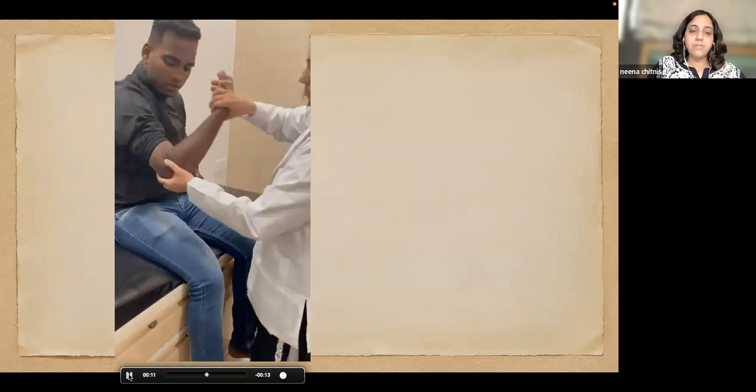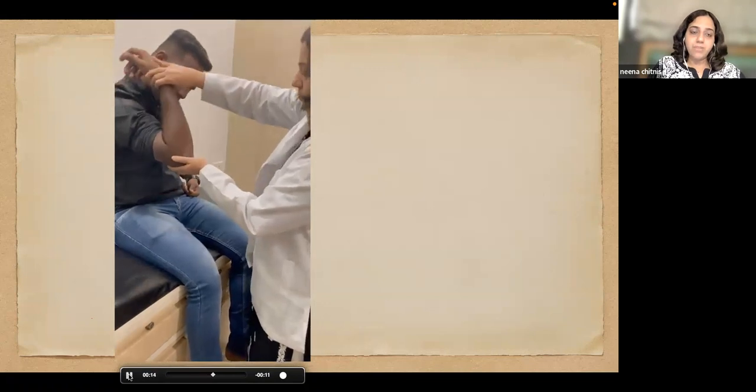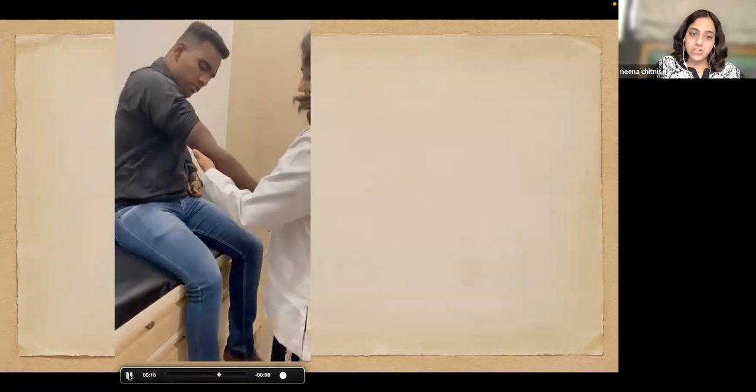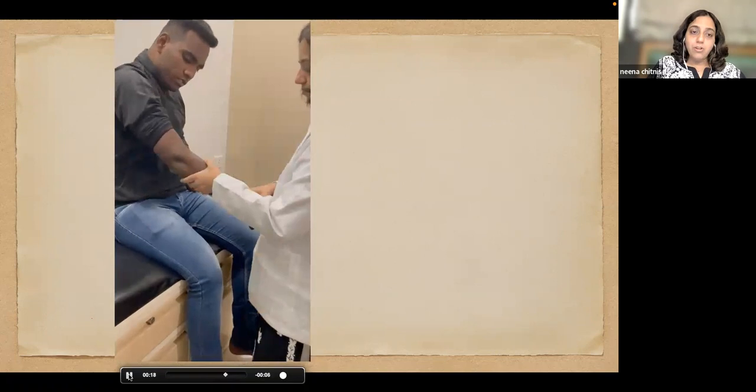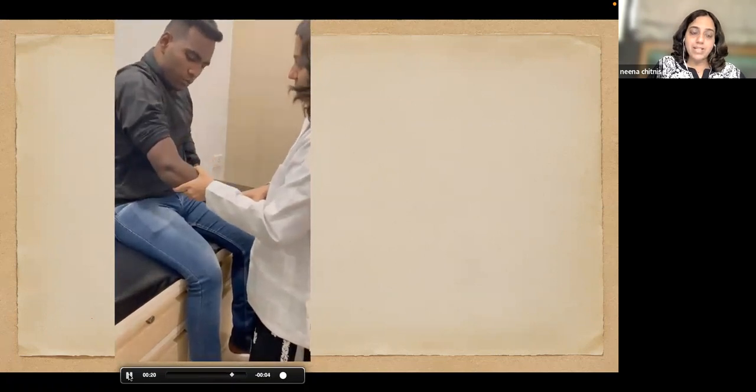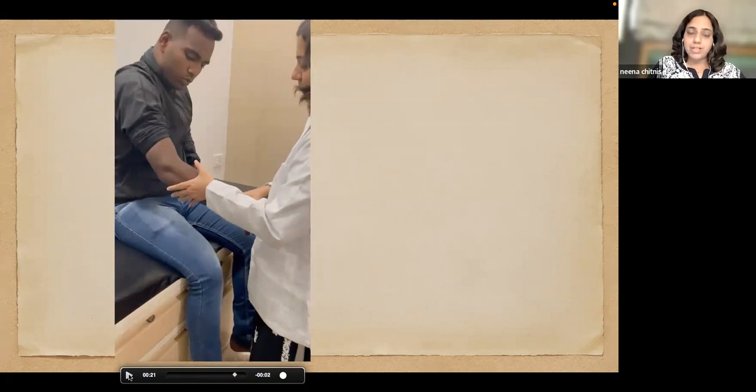See for tenderness at all these 3 points and then start seeing for the range of motion. See for the flexion at the elbow. See for the extension at the elbow. Also see for the fibromyalgia point there. Below the elbow is a common point for fibromyalgia. See for tenderness at that point.